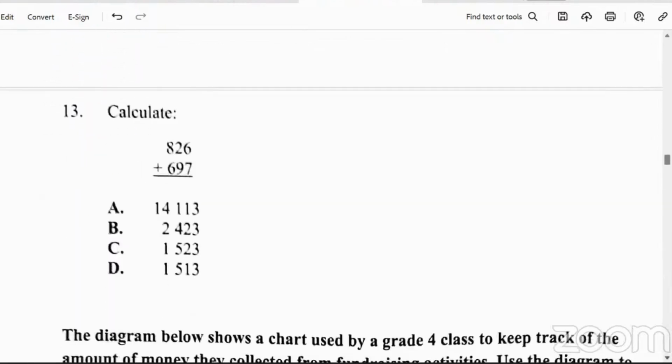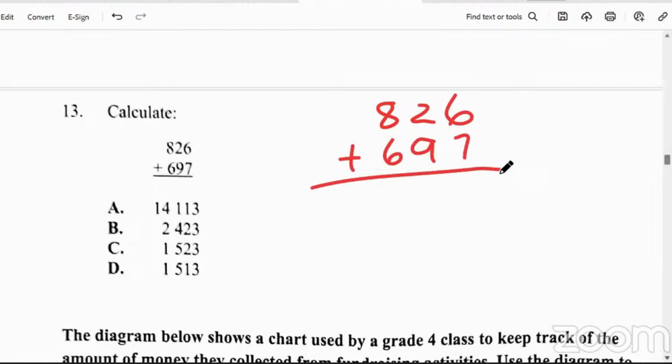All right, question 13, calculate 826 plus 697. Let's do that quickly. 826 plus 697. I hope I called those numbers correctly, right? So it's 826 plus 697. 6 plus 7, that's 13. The 3 is here, the 1 over here.